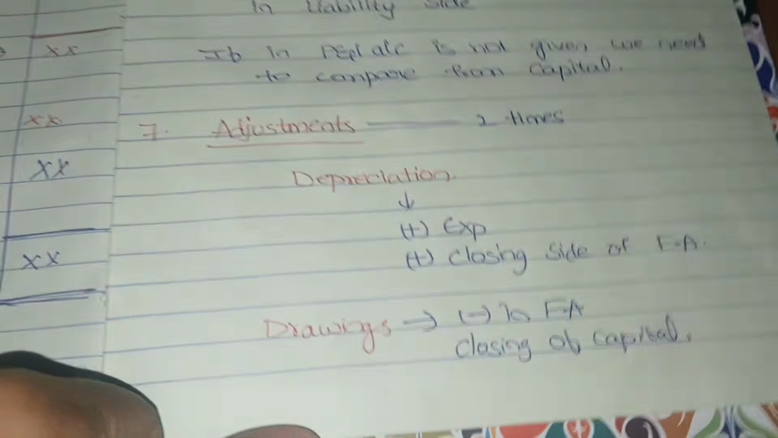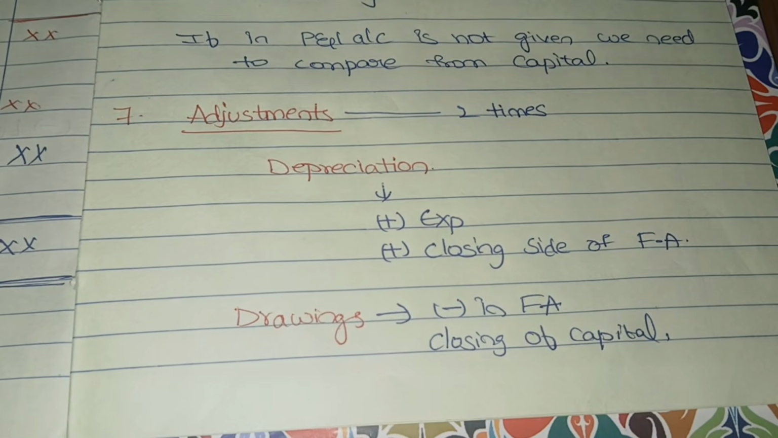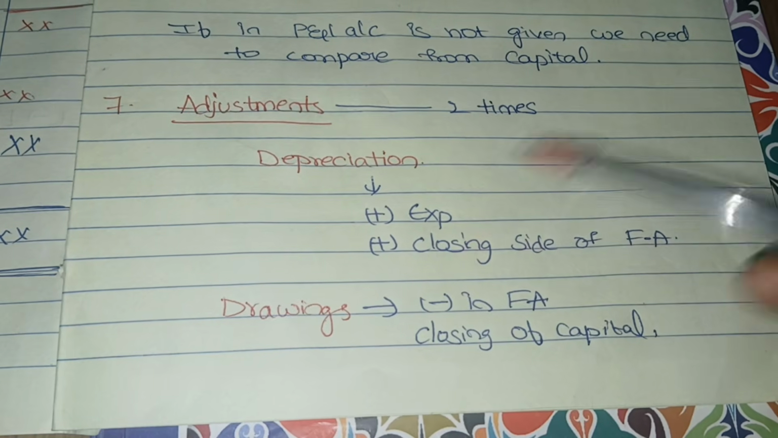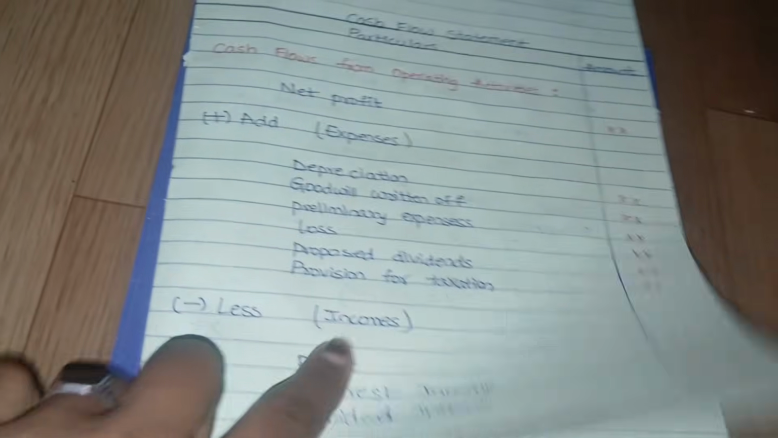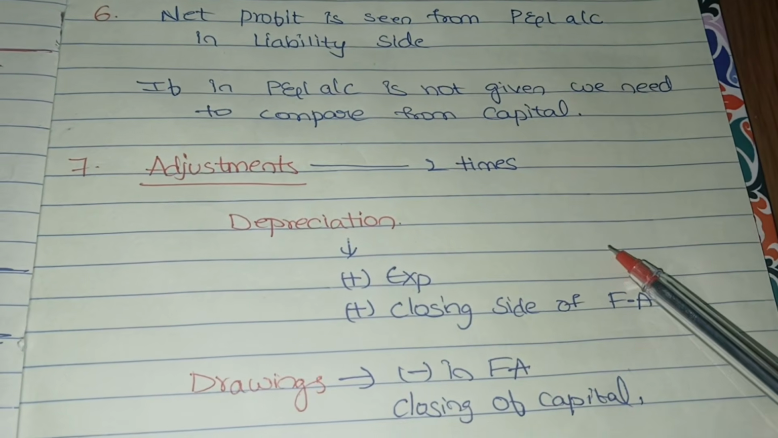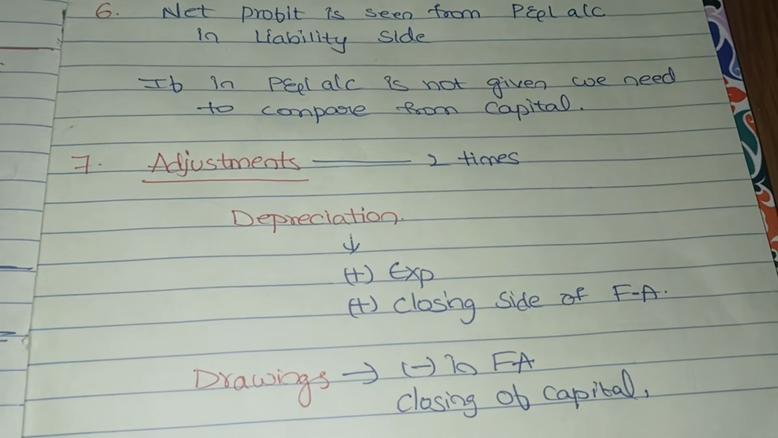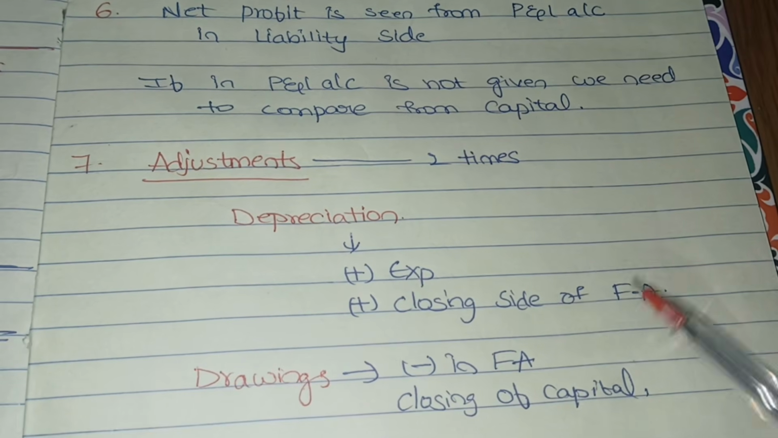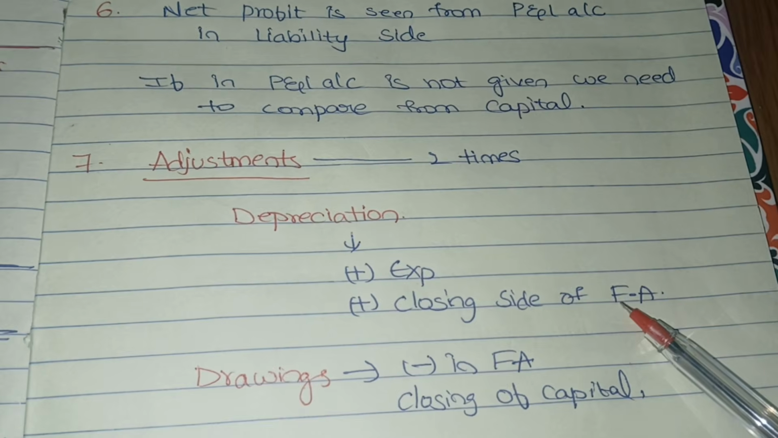And in the adjustment side, if any type of depreciation they have given, we need to add that depreciation in the expenses column in the pro forma, and next we need to add it to the closing side of fixed assets. So adjustments, whatever they have given, should be entered twice. One is in the expenses, one is in the closing side of fixed assets.